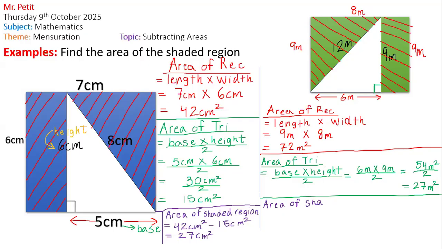So the area of the shaded region. Now, class, how are we going to find the area of the shaded region? Subtract. Some people might have already subtracted it. If you already subtracted it, let me know. You have 45 meters squared. 45 meters squared. Okay. So we're going to do 72 meters squared minus 27 meters squared.